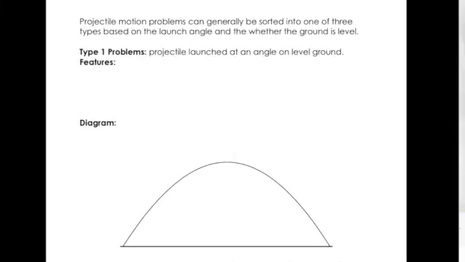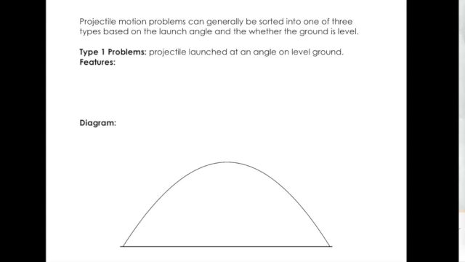Okay, so projectile motion problems can generally be sorted into one of three types. Like I said, we're going to start with type 1 problems. I'm going to go over the strategies for type 1 today, and then the next notes will be the actual example, just because the example will take a while, so I want to break it into a few parts.